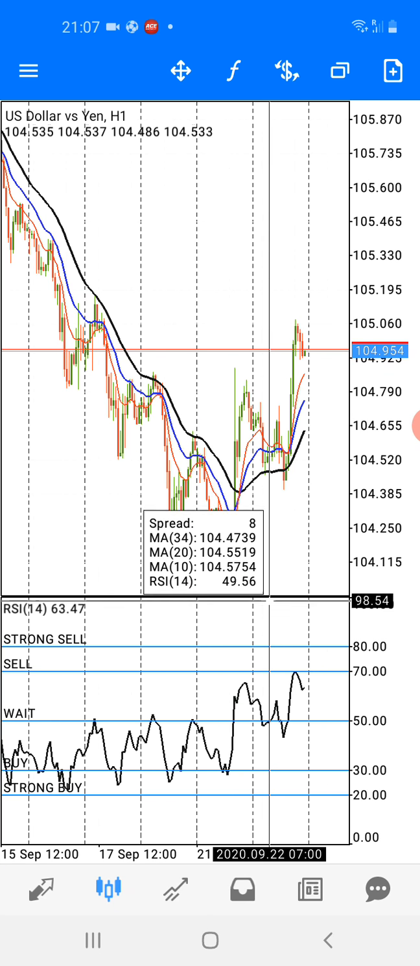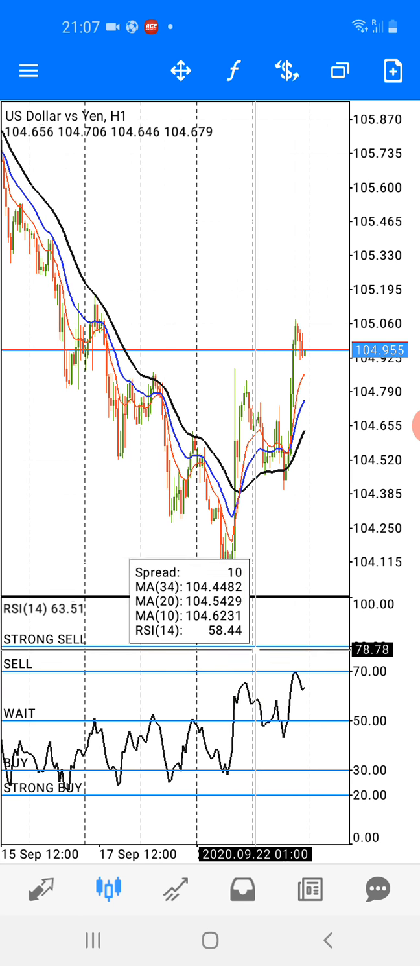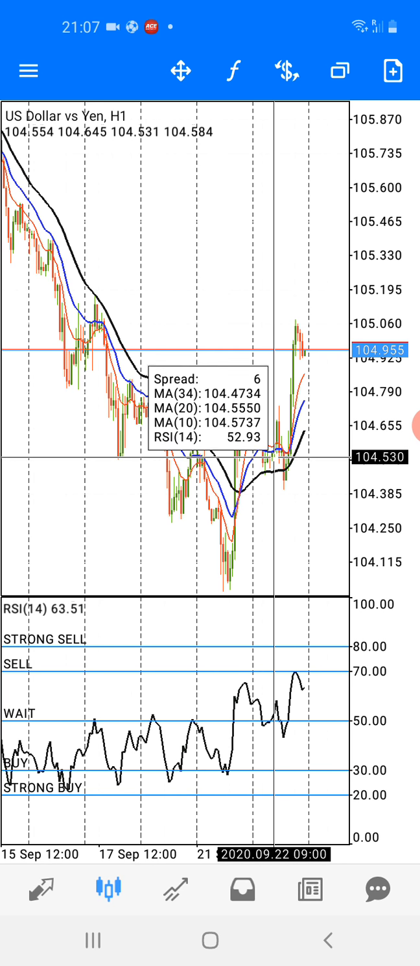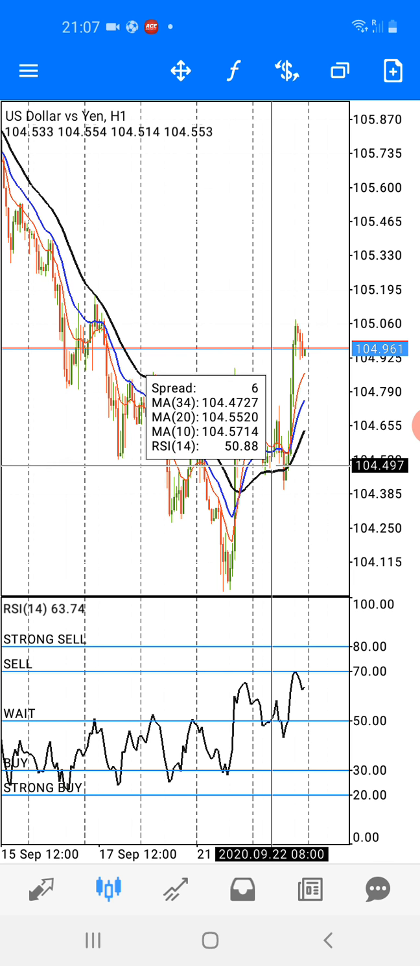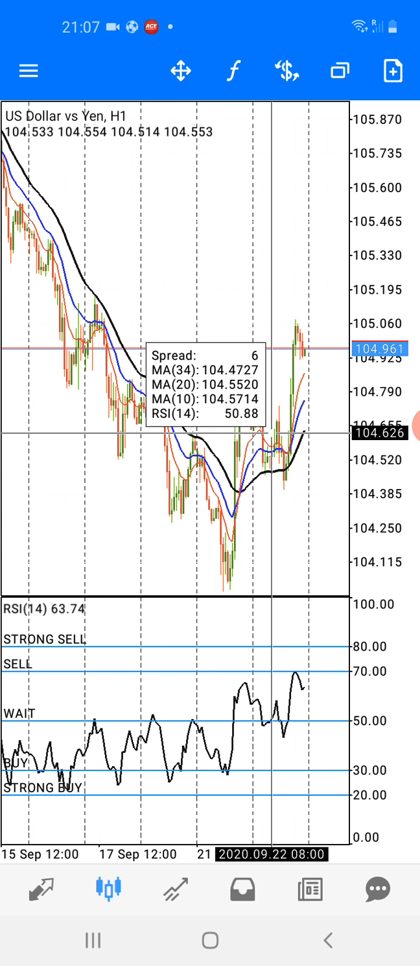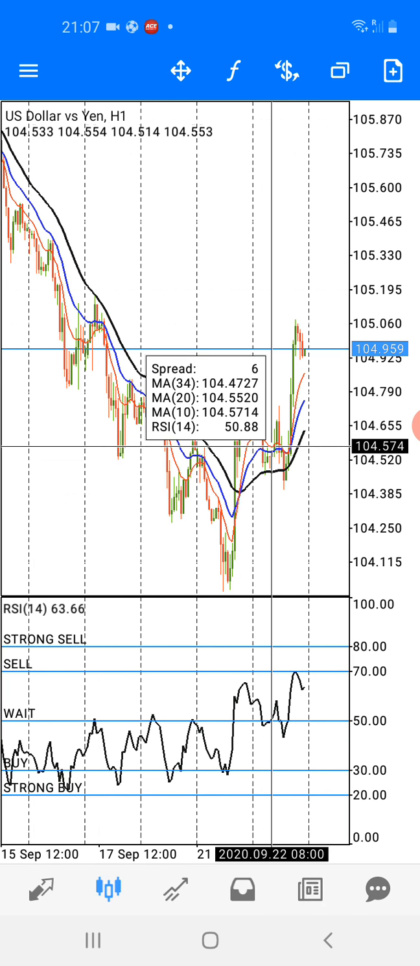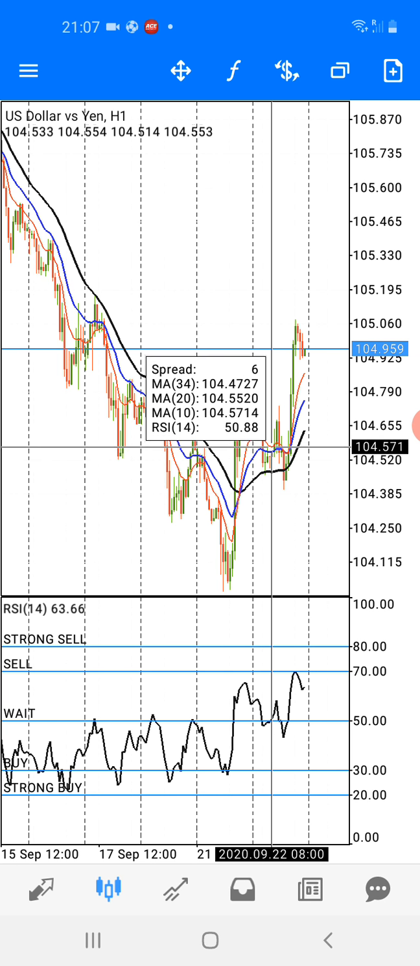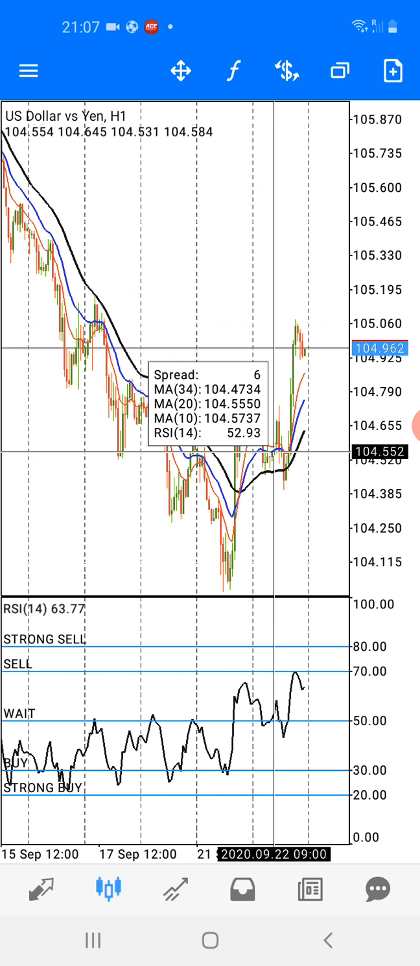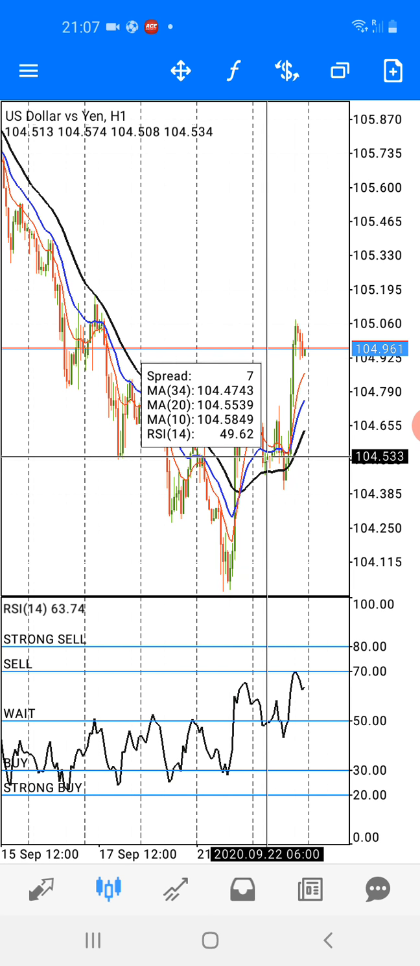So I waited for it to retrace and touch this 34 moving average. Remember, patience. Like I told you, it usually happens around 9 o'clock in the morning, sometimes 12, sometimes by 3:30, 4 o'clock in the evening, depending on the days of trading.